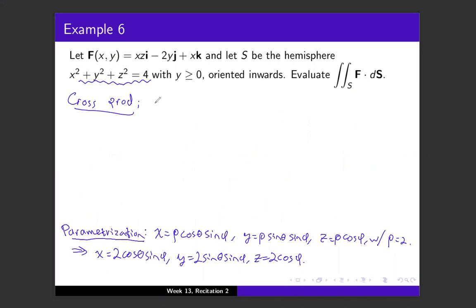So we calculate the cross product, r phi cross r theta. Oops, sorry. r phi in this case, 2 cosine theta cosine phi, 2 sine theta cosine phi, negative 2 sine phi, and r theta, negative 2 sine theta sine phi, 2 cosine theta sine phi, 0.